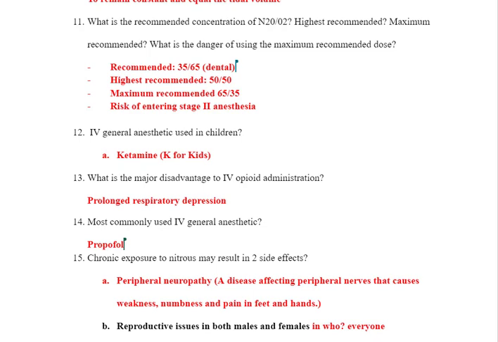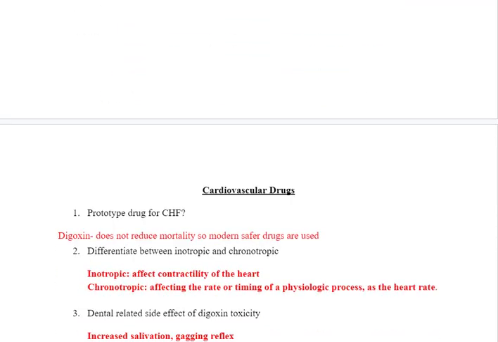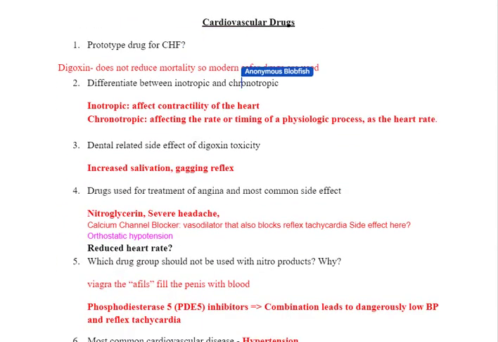Chronic exposure to nitrous may result in two side effects: peripheral neuropathy, which is tingling in the tips of the fingers and the toes, but usually the fingers, and also spontaneous abortion, which is miscarriage, in women who work with nitrous, in males who work with nitrous, and in pregnant women that don't work with nitrous. So I like that. In who? Everyone. Good. Every person. All right, so that's GA.